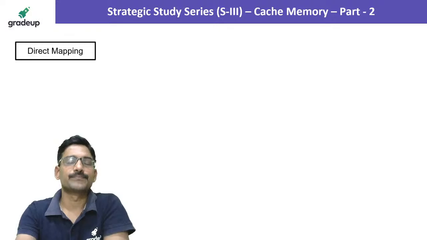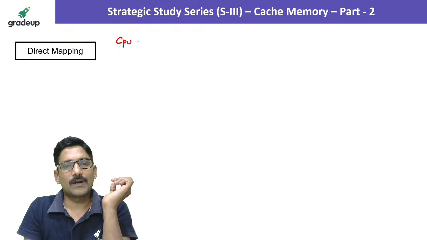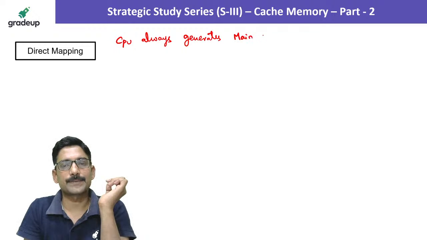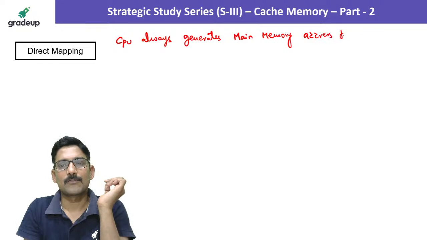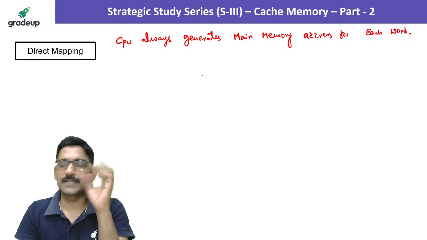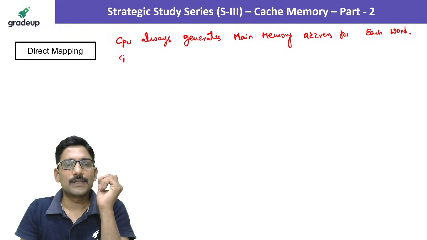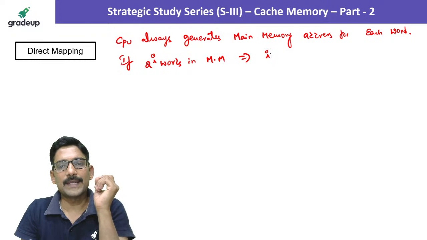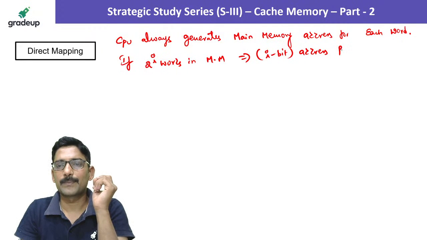Now guys, the CPU always generates a main memory address for each word. This we have discussed in the last class. So if there are 2 power I words in main memory, an I bit address will be generated by the CPU for every word.